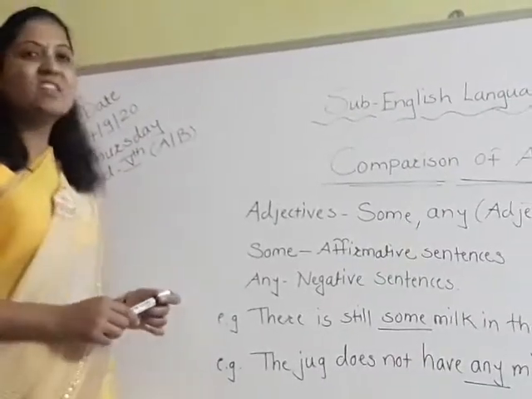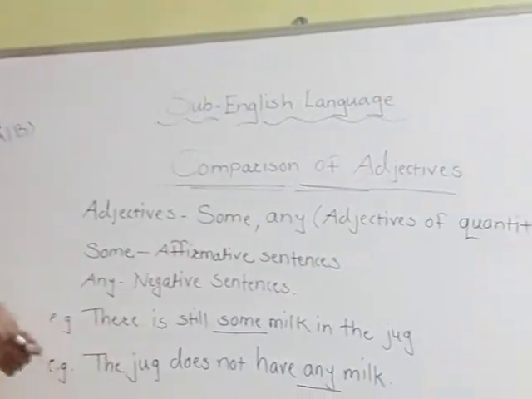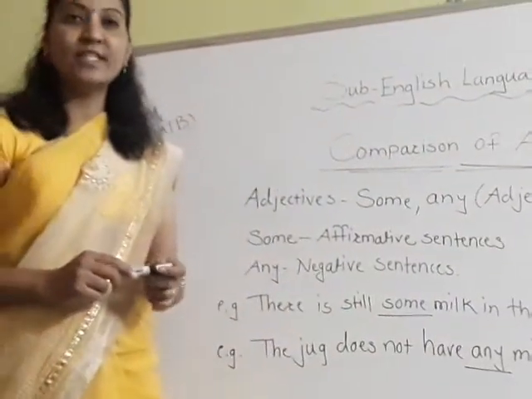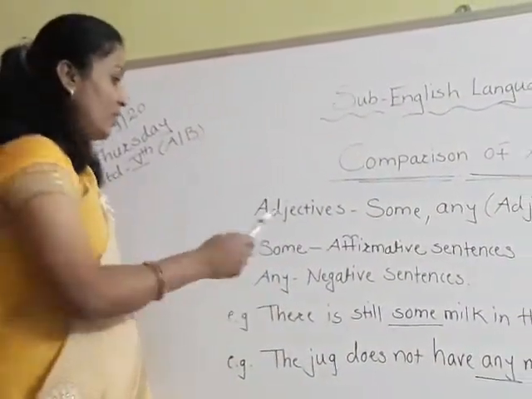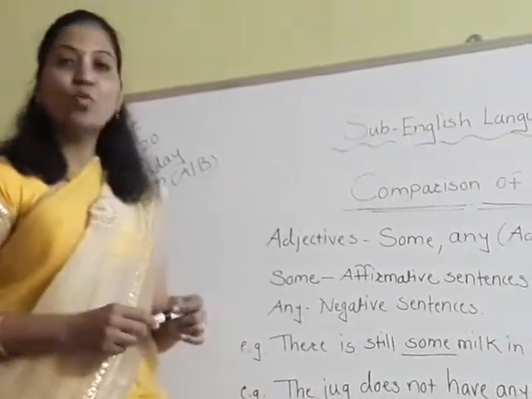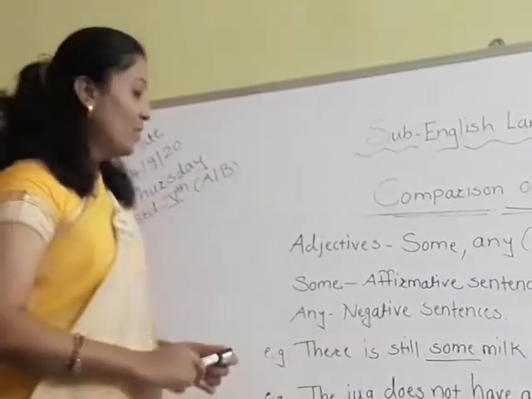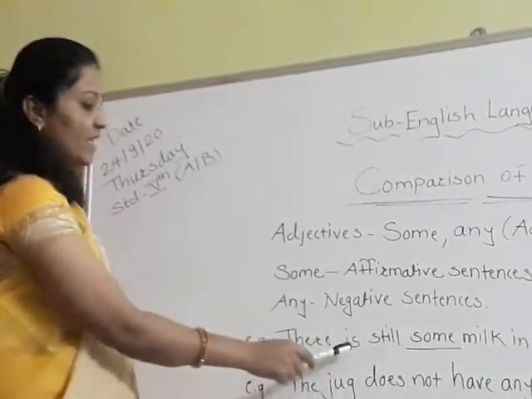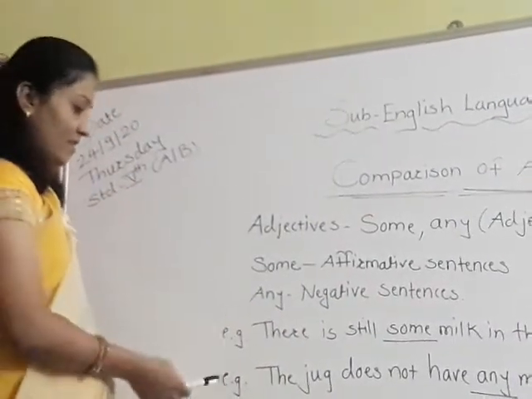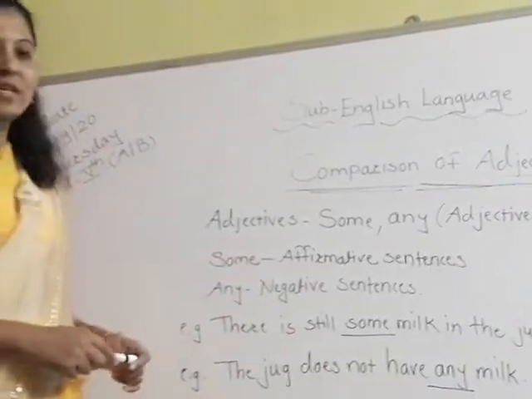See, there are still some adjectives and those adjectives are some and any. Now these adjectives are adjectives of quantity, means they tell us about the quantity. Okay, so some is used in affirmative sentences. Affirmative means in positive sentences, and any we are using in negative sentences. Okay, now see the example. There is still some milk in the jug. So this is the affirmative sentence, and the second one, the jug does not have any milk. This is the negative sentence.